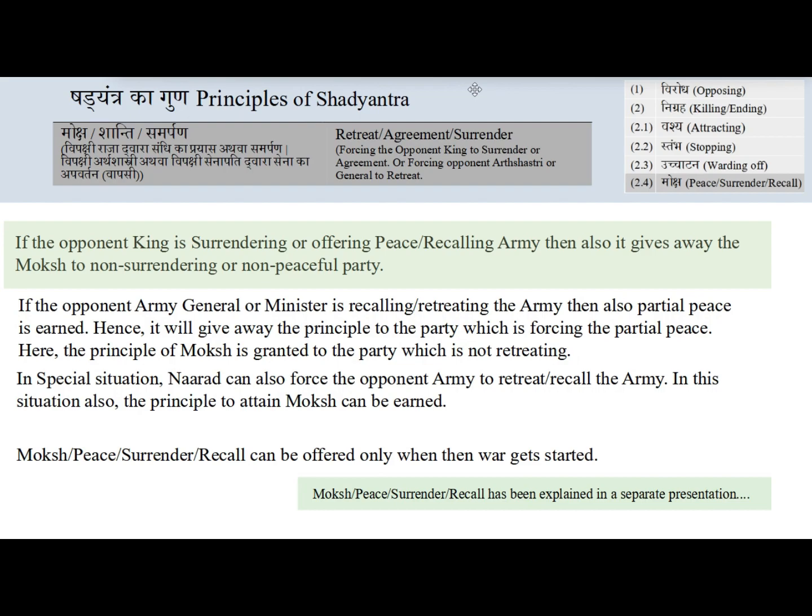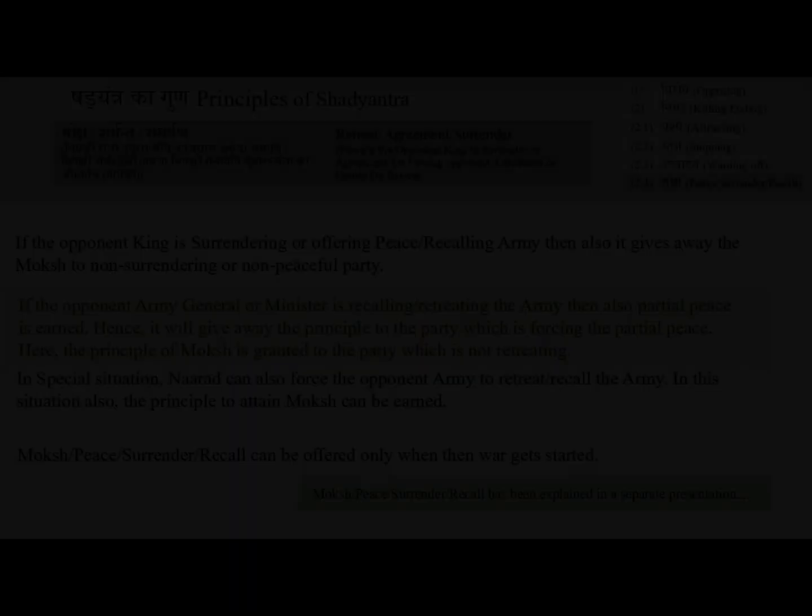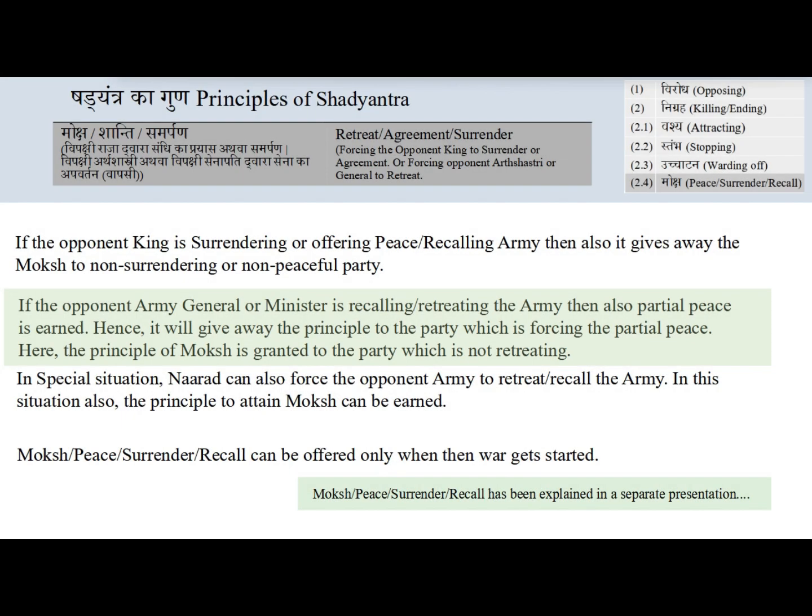Now we know that if the opponent king is surrendering or offering peace or recalling the army, then it gives away the Moksh to the non-surrendering or non-peaceful party. If the opponent army general or minister is recalling or retreating, then partial peace is earned. Hence, it will give away the principle to the party which is forcing the partial peace. Here, the principle of Moksh is granted to the party which is not retreating.